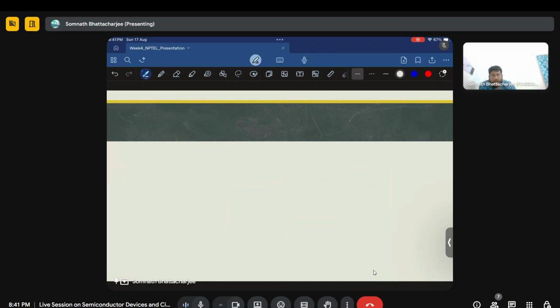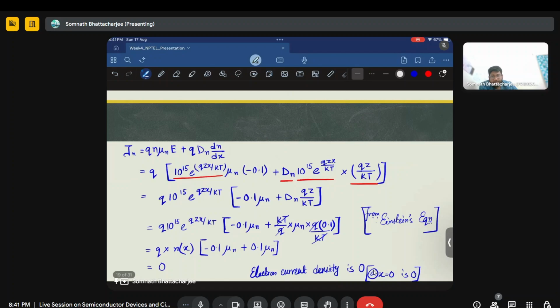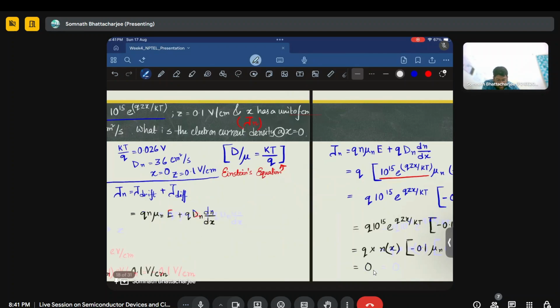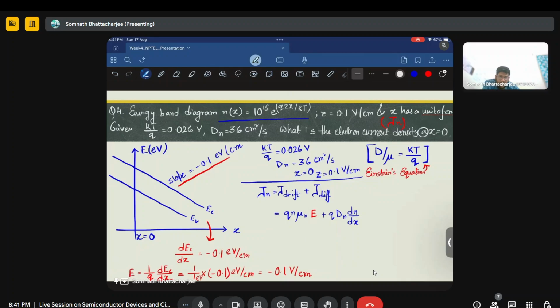Hello, sir. Yes. Sir, how can you plot the graph? No, I'm not plotting the graph. It's directly from the question. This is part of the question, and they have already given the slope as minus 0.1 eV per centimeter. From that, we are arriving at this conclusion, right?